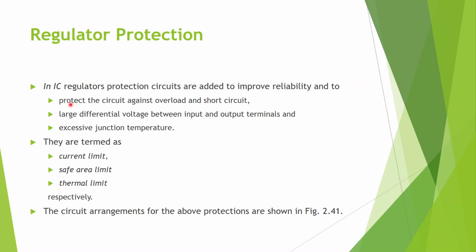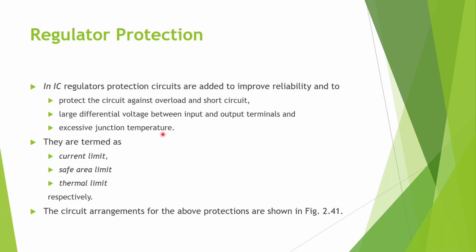It will protect from current overload and short circuit, and this is called current limit. The second thing from which this regulator protection circuit will protect is large differential voltage between input and output terminals. That means the difference of the voltage at the input and the output should be within a limit. It should not exceed that limit. So this protection circuit takes care that the difference does not exceed the limit, and that is called safe area limit.